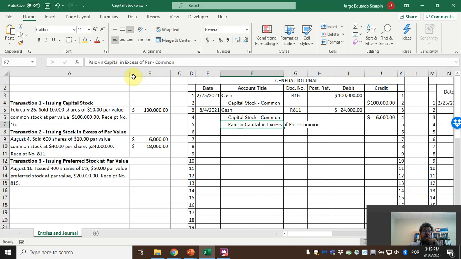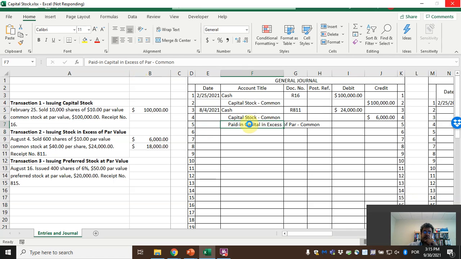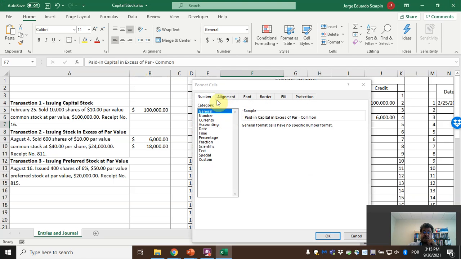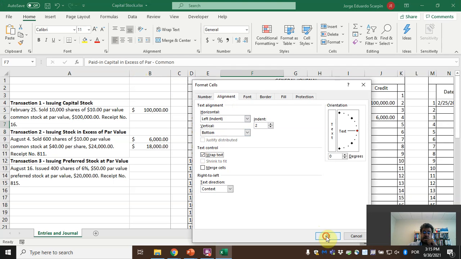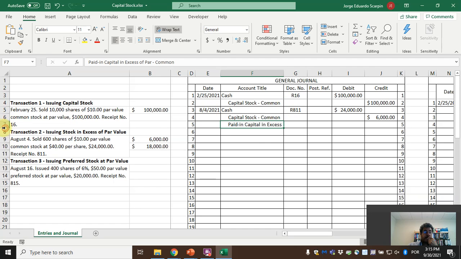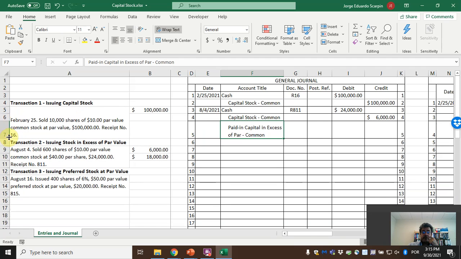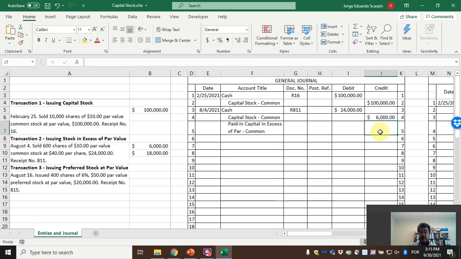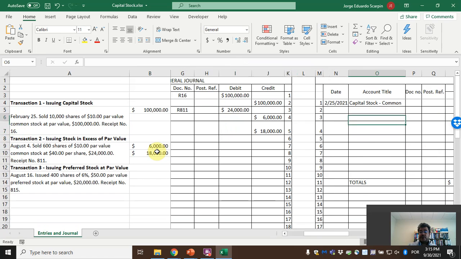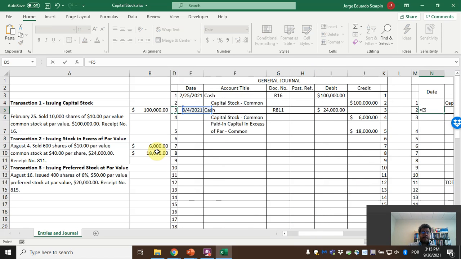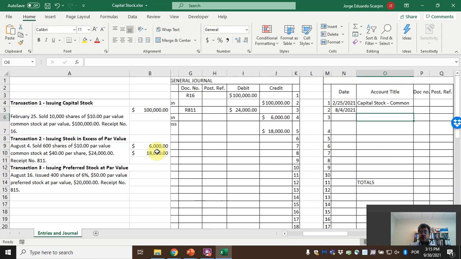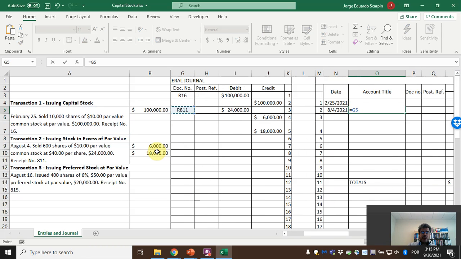It's too long here, so come on, Excel. Come on, don't freeze. Don't freeze yet. Wrap text. Now we're good. And then the 18th. Our cash receipts here. August. Capital stock, common stocks.